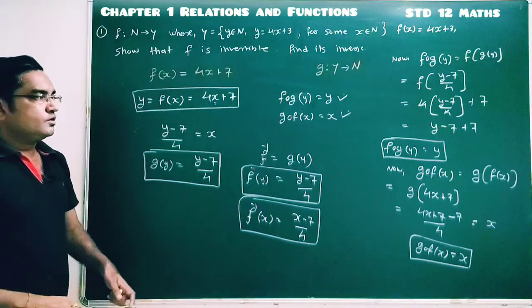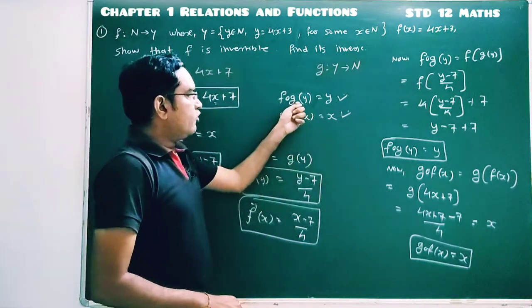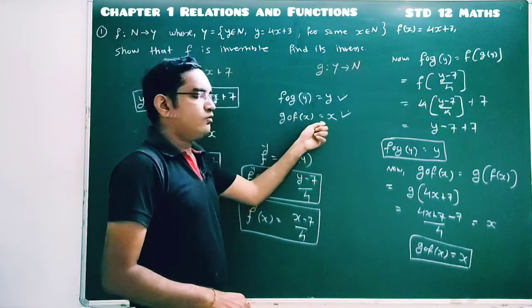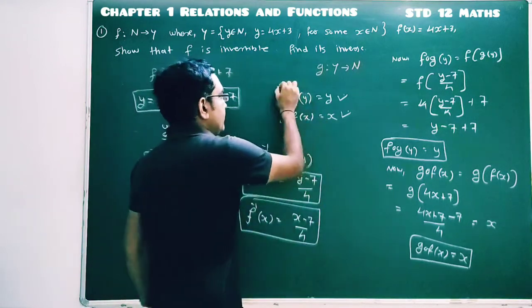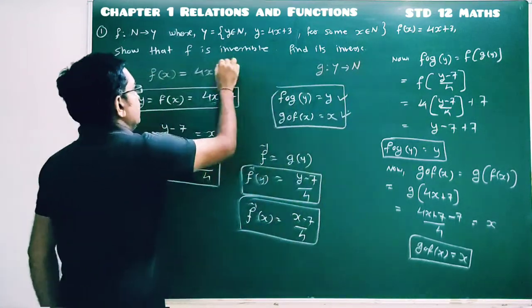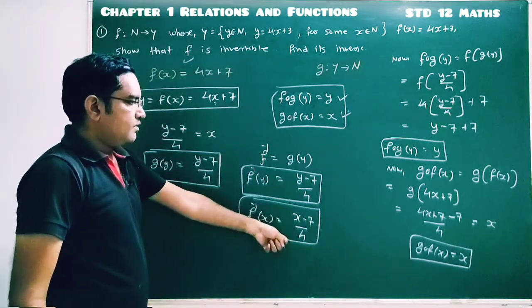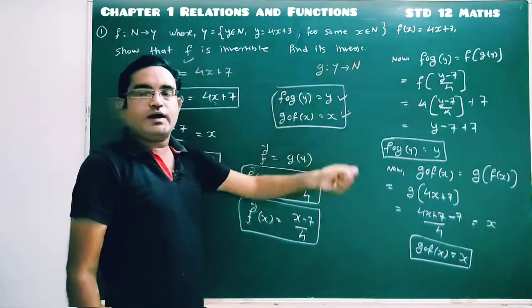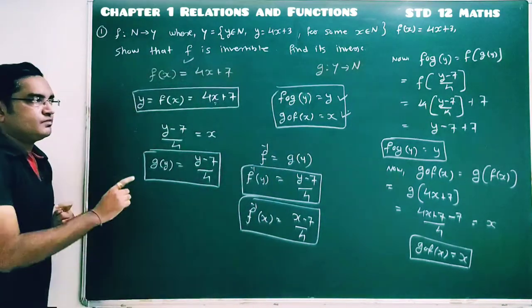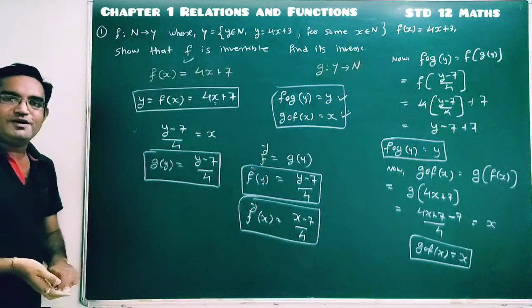So here f of g of y equal to y and g of f of x equal to x, and hence we can say our function f is an invertible function and its inverse is (x minus 7) by 4. These are the two parts of this question. Clear, students? So pause this video and note it down.